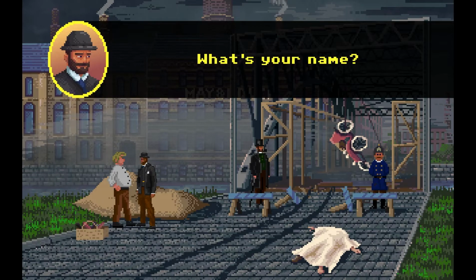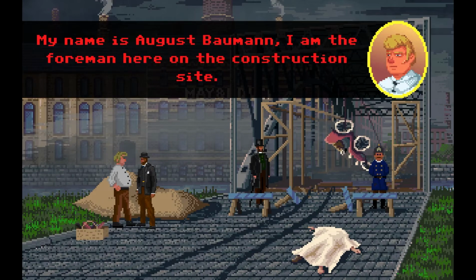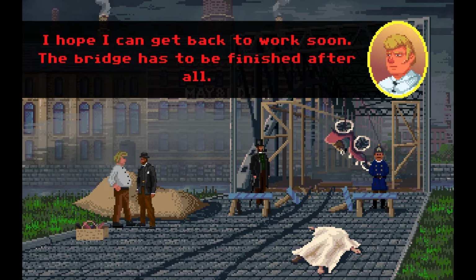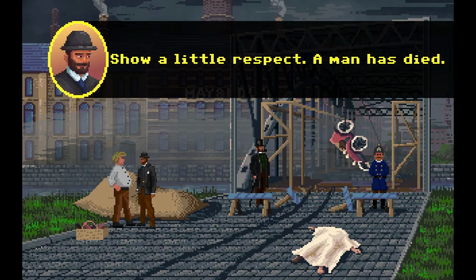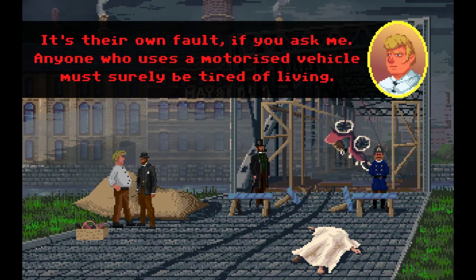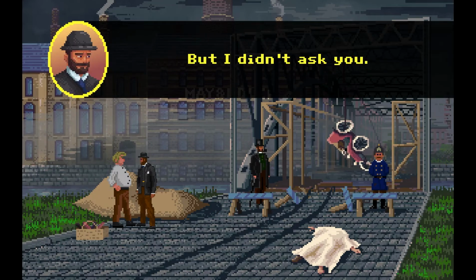Wie ist Ihr Name? Mein Name ist August Baumann. Ich bin der Vorarbeiter hier auf der Baustelle. Ich hoffe, ich kann bald weiterarbeiten. Die Brücke muss endlich fertig werden. Zeigen Sie ein wenig Respekt. Ein Mann ist gestorben. Selbst schuld, wenn Sie mich fragen. Wer sich in so einen Motorwagen setzt, muss lebensmüde sein. Ich habe Sie aber nicht gefragt.